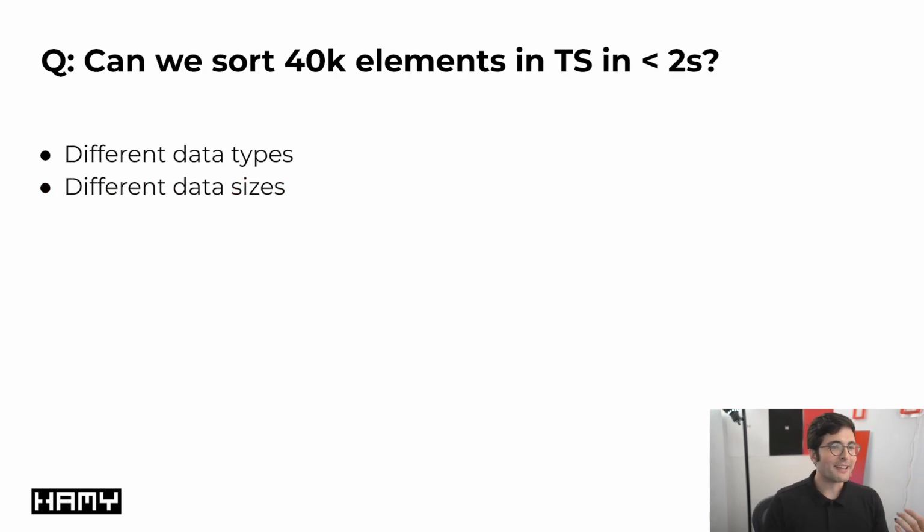But I kept thinking about this and I was like, intuitively, I think we can sort 40,000 elements in TypeScript in less than 2 seconds, but I have never actually done this because that's a weird thing to do. So in this video, what I really want to dive into is answering that question. Can we sort these 40,000 elements in TypeScript in less than 2 seconds over a range of different possibilities? So, different data types that you might see in maybe a web server environment, and then also different data sizes to see where the drop off might be, if it exists, for actually building a solution.